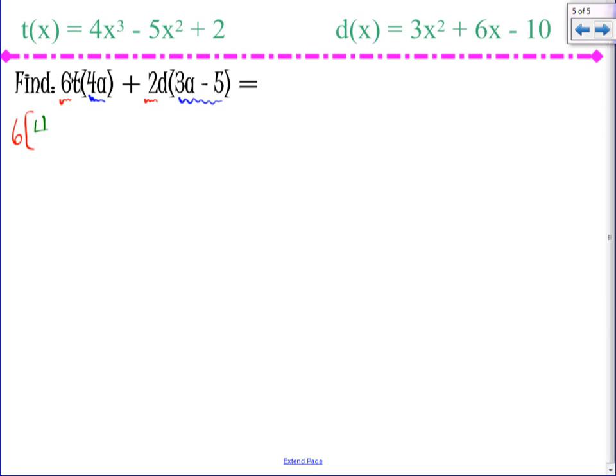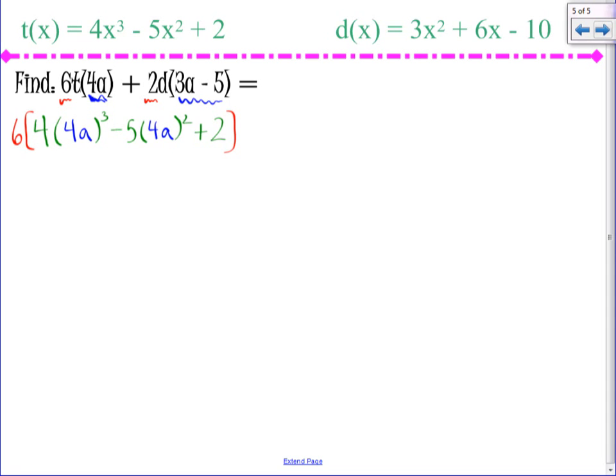We've got 4, and in place of here, what are we going to put? Instead of writing x's, we write what? We put this 4a right here. So we put 4a here, we put 4a here. Okay, now this whole thing will eventually be multiplied by that 6 right there. We'll do that at the end.